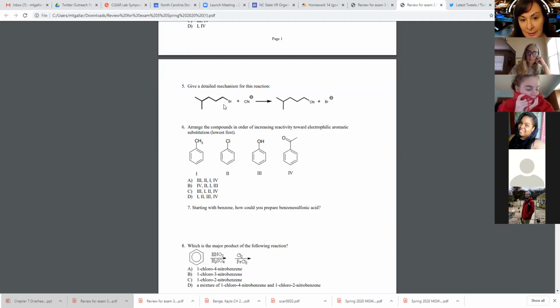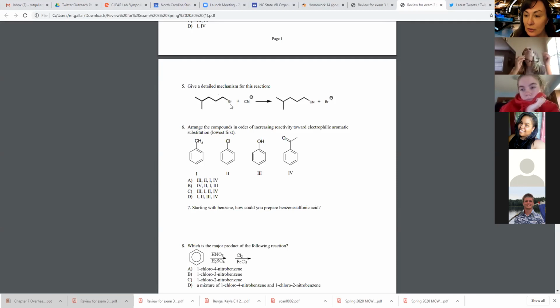Now, one thing about this question that I want you guys to pay attention to. Do you see all the stuff that's down here on this molecule? Does any of this have anything to do with the mechanism of the reaction? Is it going to interfere? Is it going to be a part of it? No, right? The action is going to happen right here where your leaving group is. So this is going to be true for SN1, SN2, and E2.